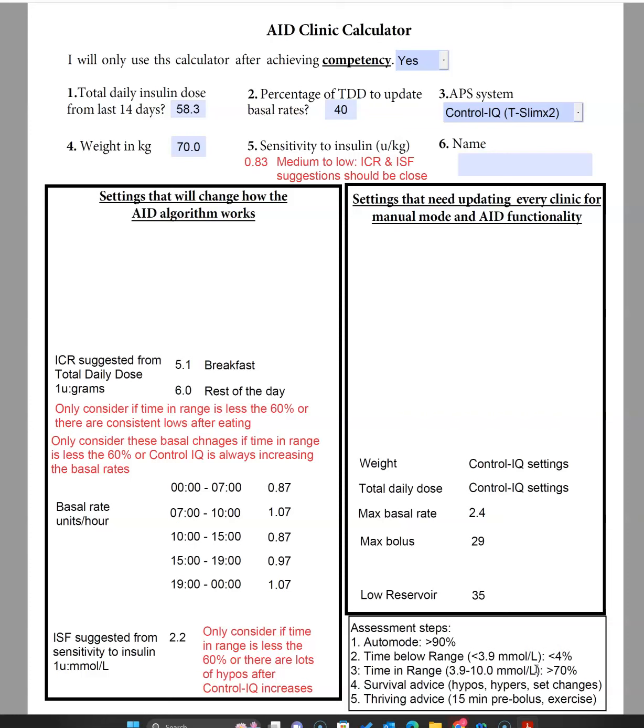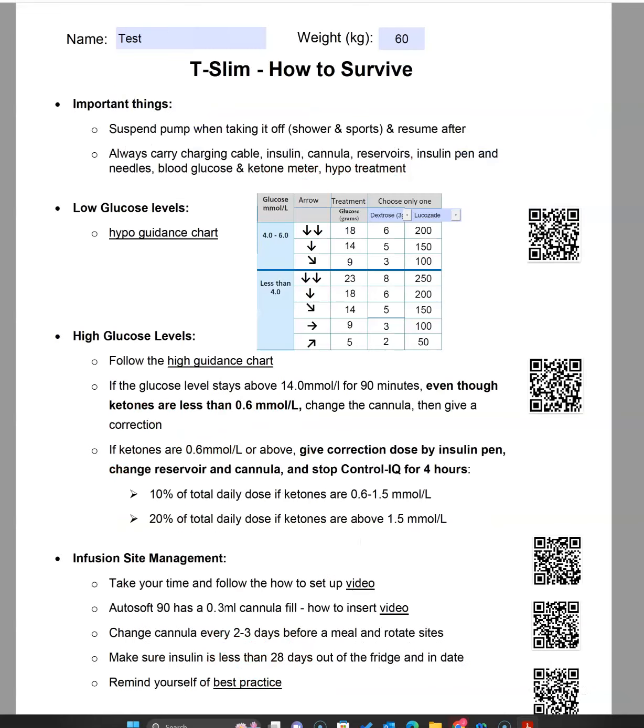And what we need to consider is, yes, there are settings changes, but there's a lot more things we need to think about in terms of behavioural stuff. So how are they managing the highs? How are they managing the lows? What are they doing with their set changes? And are they following the standard advice for eating? So each system's got a survive and thrive sheet, but they're all very similar.